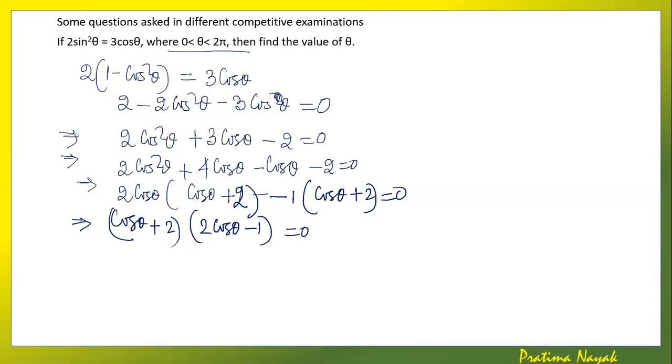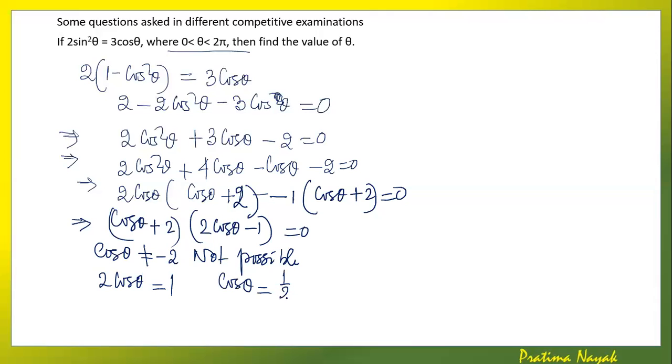Cos theta plus 2 cannot be 0 because cos theta cannot be minus 2. This is not possible. Only one factor will remain to give the value. 2 cos theta is 1, so cos theta is equal to half. Half means how much? It will be either cos 60 degree, or it can be in the fourth quadrant, so it will be 2 pi minus pi by 3, which is 5 pi by 3. So one solution is pi by 3, and one solution is 5 pi by 3.